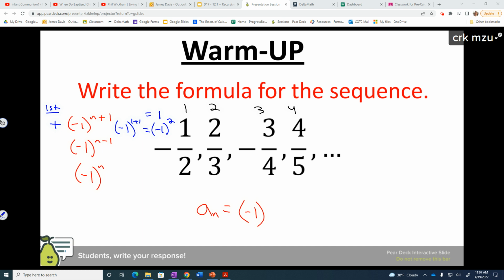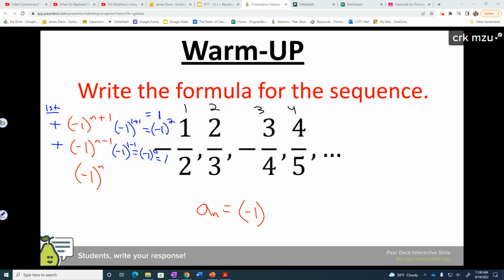Okay. Let's try the n minus 1. Same thing. So -1 to the 1 minus 1. That's -1 to the 0 power. That's 1 as well, right? Positive 1. Okay. Anything with 0 power is 1. Okay. So that's a positive 1 as well.